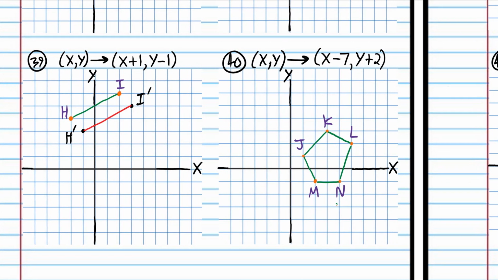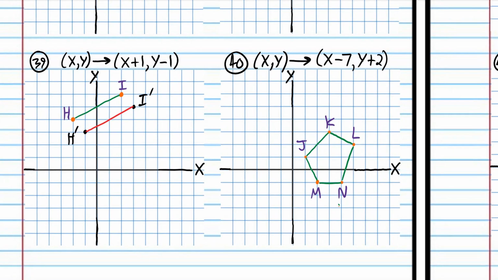All right, try number 40. And remember, you've got to do each point individually. And when you come back, we'll do it together. All right, we're back. So we're going to go to the left 7 and up 2. So 1, 2, 3, 4, 5, 6, 7, up 1, 2. And that is going to be K prime. And J, again, 1, 2, 3, 4, 5, 6, 7, and then up 2.